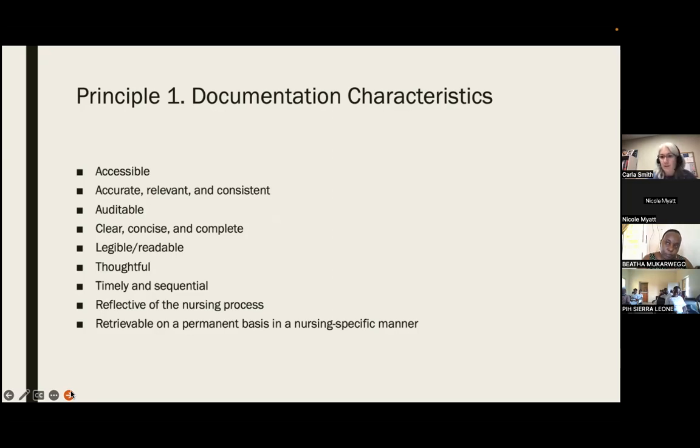Has to be legible and readable, neat handwriting. Needs to be thoughtful, timely and sequential, reflective of the nursing process, and it needs to be retrievable on a permanent basis, meaning you can go back in time and retrieve these records.